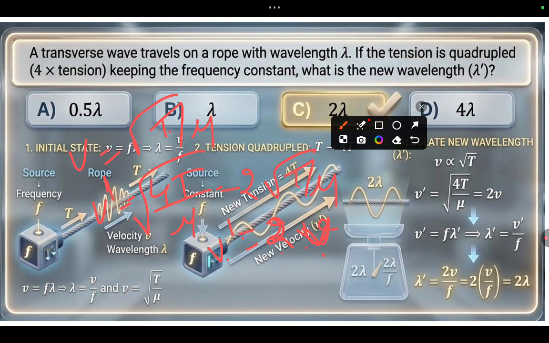Now the new wavelength. V dash equal to nu lambda dash. Lambda dash equal to V dash by nu. This is common. So V dash is how much? What we got? V dash equal to 2V, so lambda dash equal to 2V by nu. So 2 of V by nu. V by nu is nothing but lambda. So that is 2 lambda.